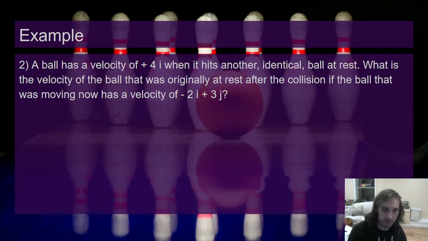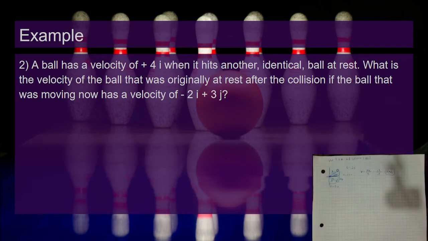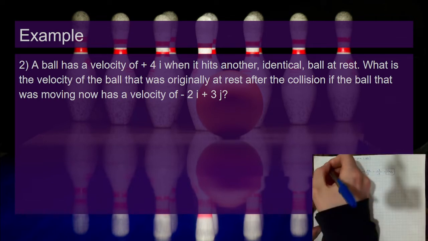So as a second example, and this one is a little bit easier than the other, we've got a ball with a velocity of +4 i hat meters per second. I did unit lists for this for some reason. When it hits another identical ball that's at rest. What's the velocity of the ball that was originally at rest after the collision if the ball that was moving now has a velocity of -2 i hat plus 3 j hat? So again, just copying this one down.